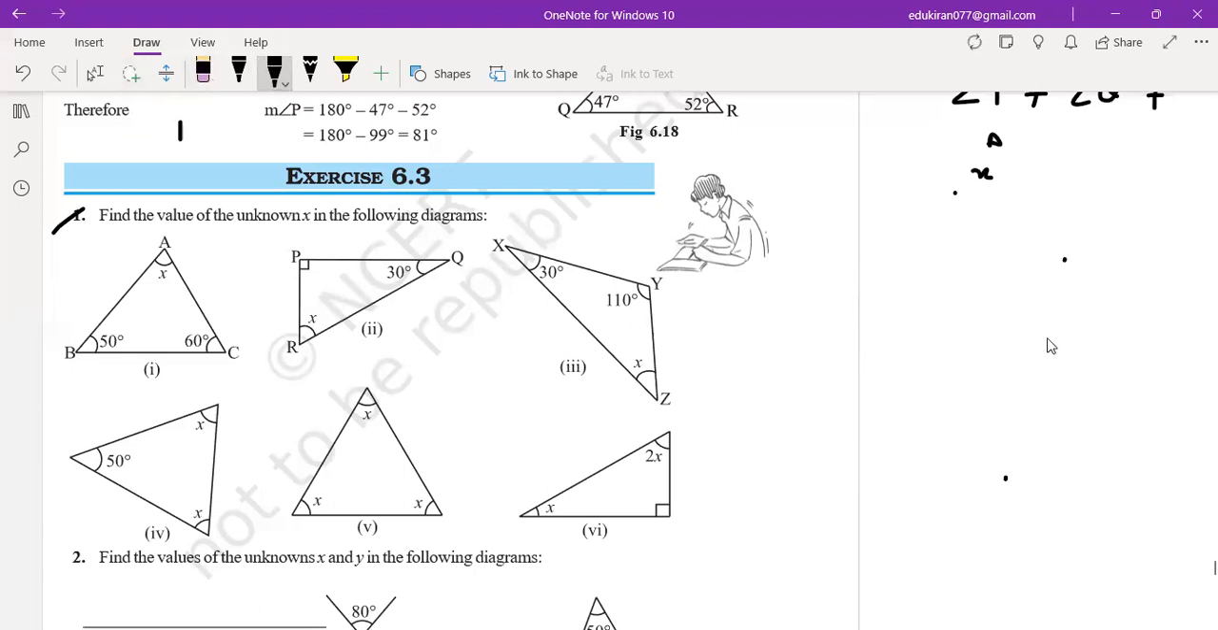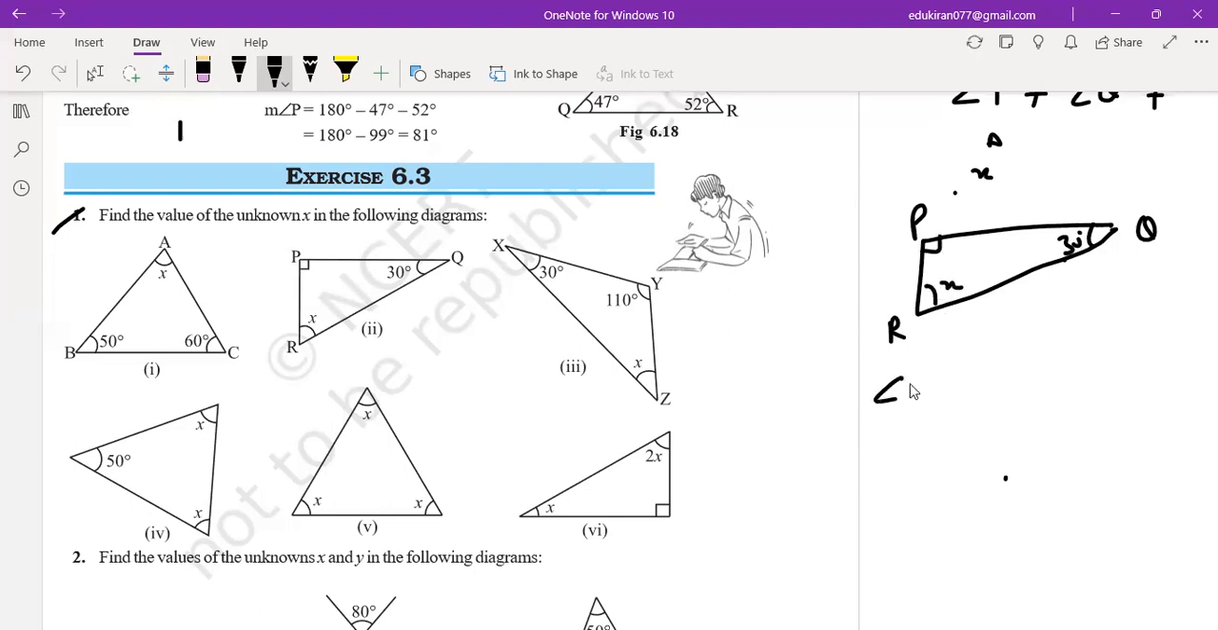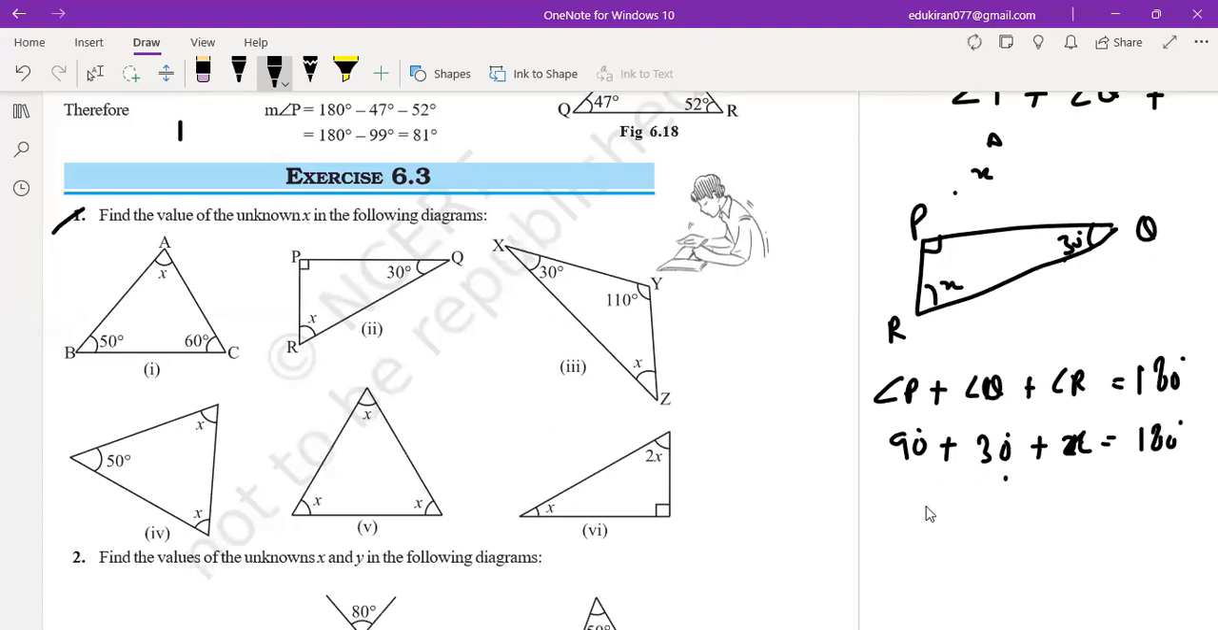Okay. Now let's do the next one. Over here, this is your question. This is P, this is R, and this is Q. This is your 30 degree, this is X, and this is your 90 degree. So angle P plus angle Q plus angle R will make 180. Angle P is 90 degree, angle Q is 30 degree, angle R is your X, equals 180. So 90 plus 30, what will happen? 120. Plus X equals 180. So X will be 180 degree minus 120. So what you got? Ma'am, 60.